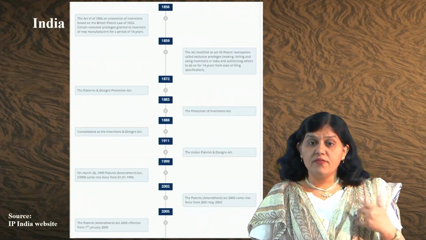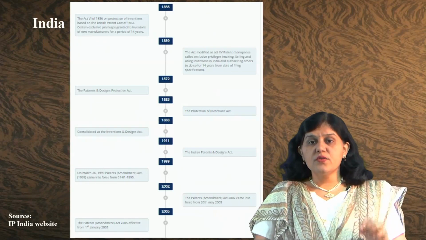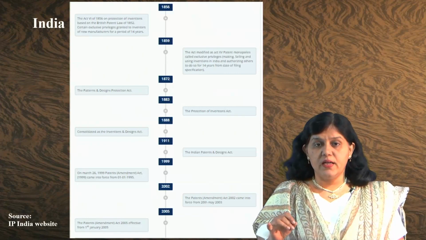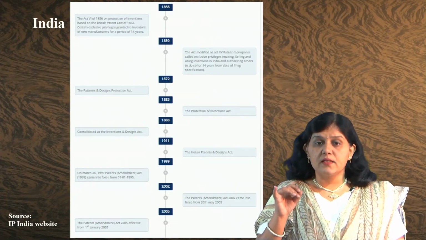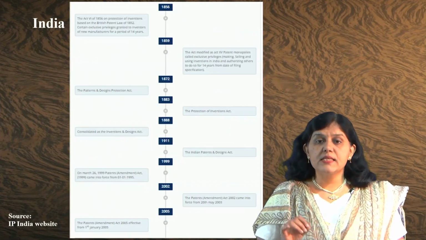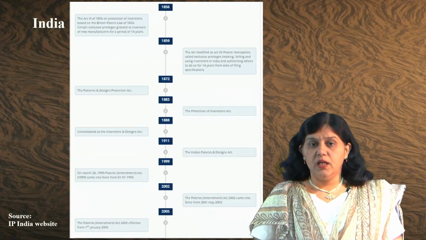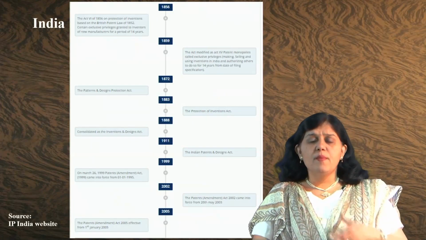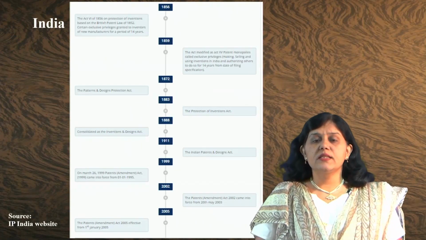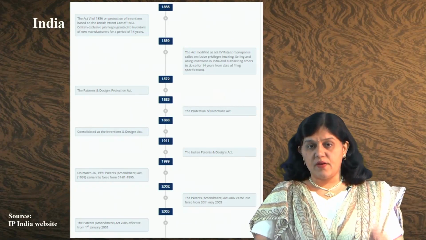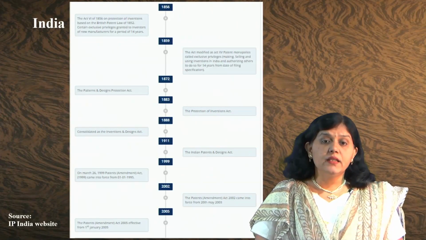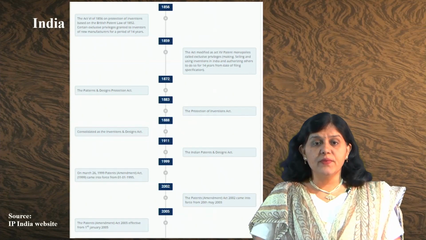After independence, a bill was introduced in parliament in the year 1965, and it was passed, and the act we are following now is the Indian Patents Act 1970. There were a few amendments after 1970, the first one in 1999. In 1995, India became a signatory to TRIPS.